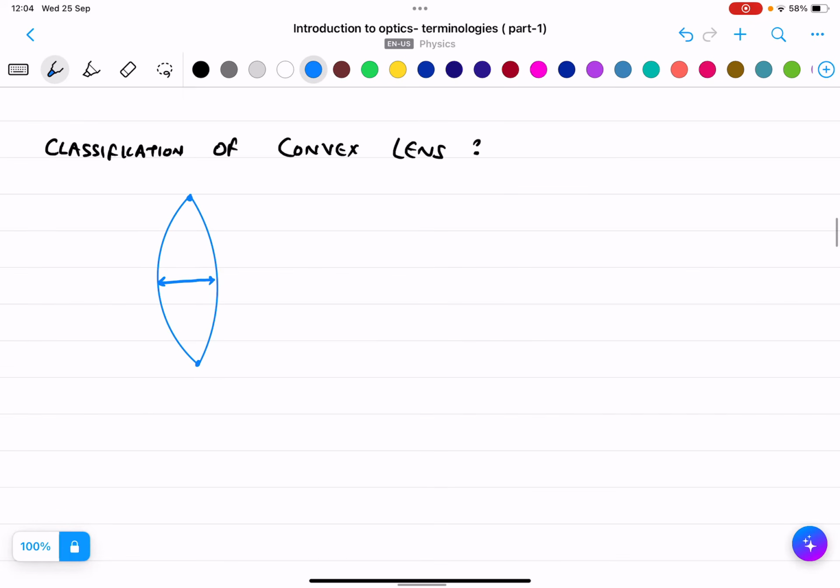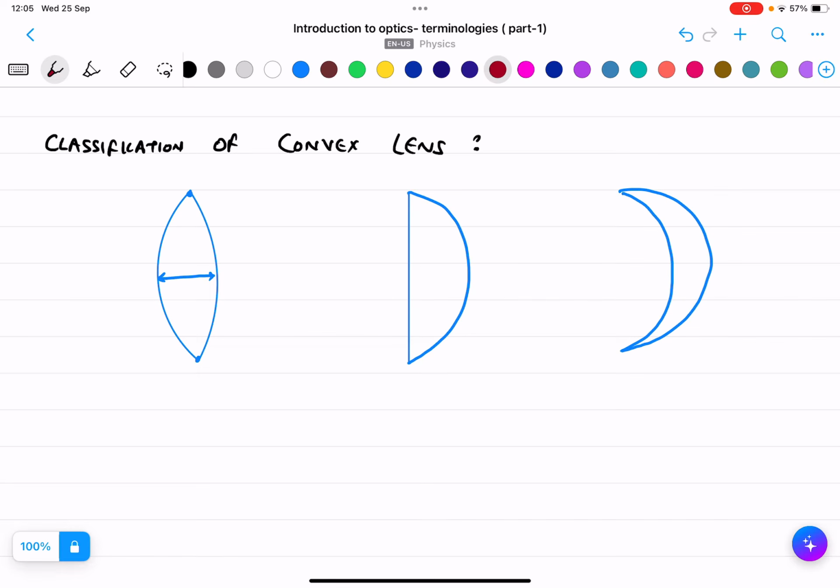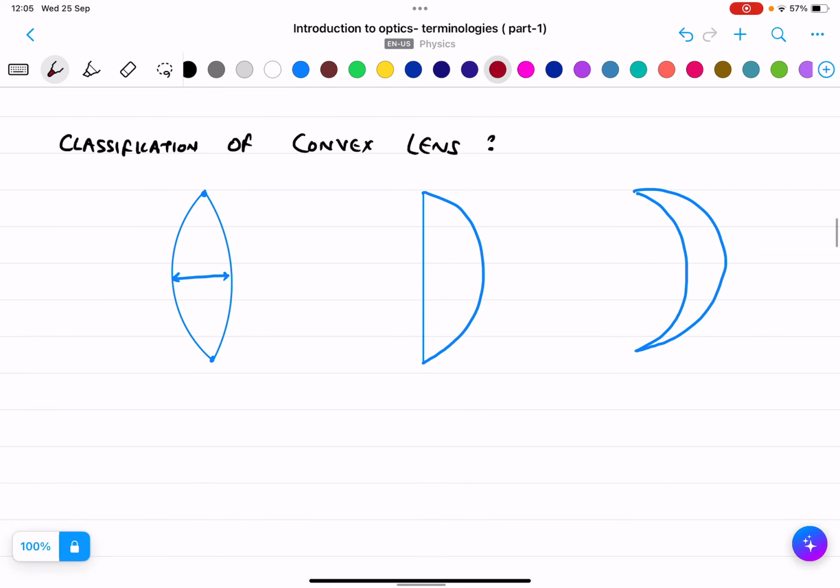Now there are three classifications of convex lens. 1, 2, and another one is this one. Sorry, it's very dirty. Like this and this. So these are three classifications. Let us say the first one. First one is a normal convex lens. So we can say biconvex lens or double convex lens.